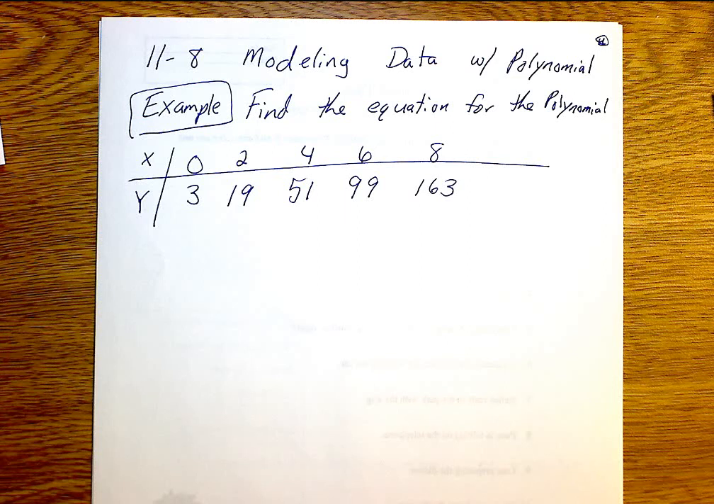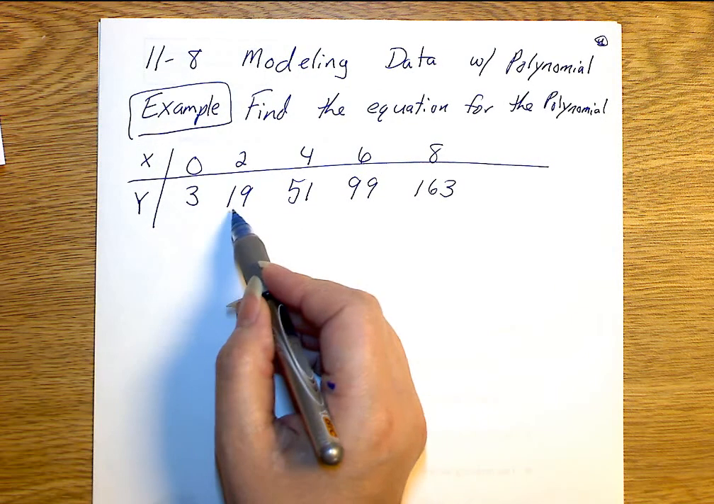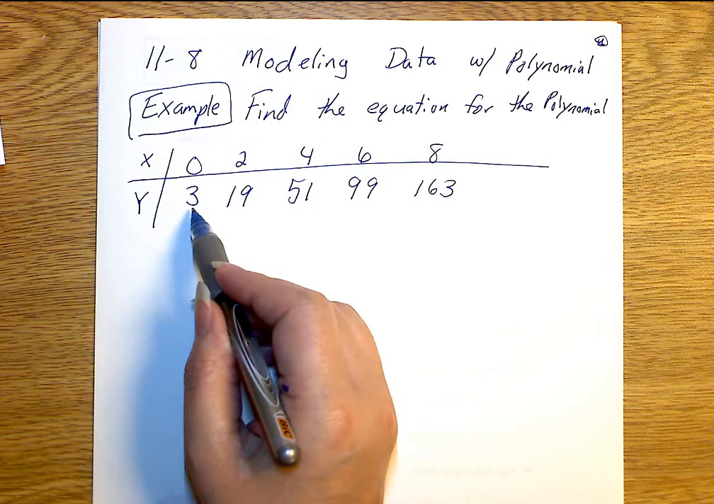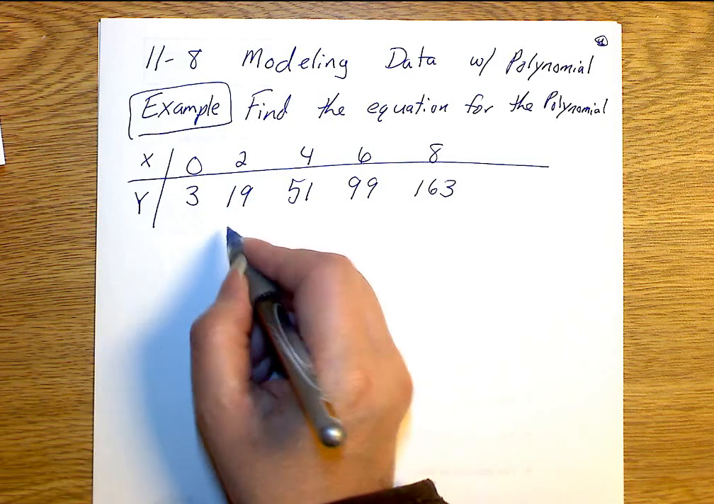Alright, 11.8 is called modeling data with polynomials. And the example that we are doing is we're finding the equation for the polynomials. And we have our x and y's right here. So remember, to find the degree, you simply take 19 and you subtract it from your 3. And I didn't do these. So guys, tell me the row.